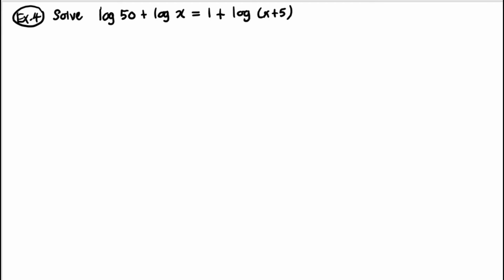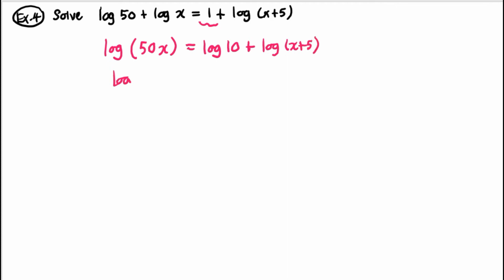Suppose we have to solve this log equation, all right? So the strategy is to combine the log. Bear in mind that we have log base 10 right now. So now we combine the log on the left side. We have the addition of two logs, therefore we want to combine, so it will be multiply. So 50 multiplied by x, so we have log 50x. On the right side, 1 can be written as, because 1 does not have log, so we make it log, so log 10, right? Why log 10? Because we have base 10 now, so we have log 10 plus log of x plus 5, right?